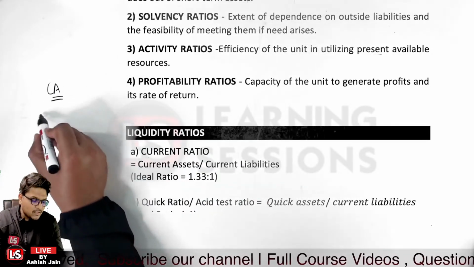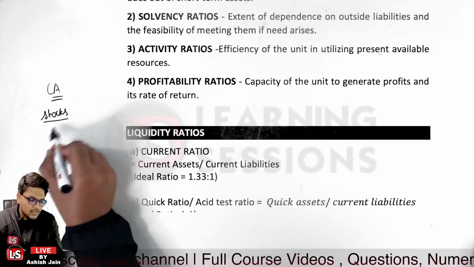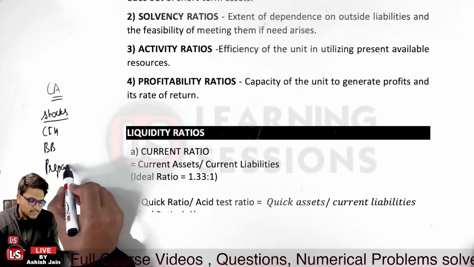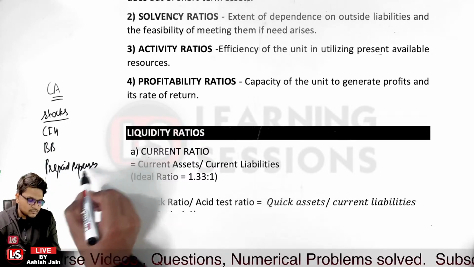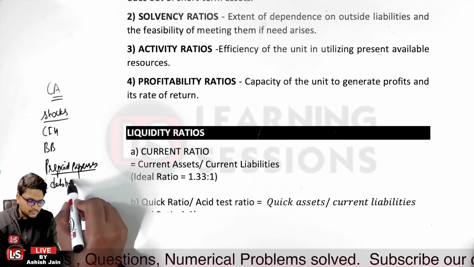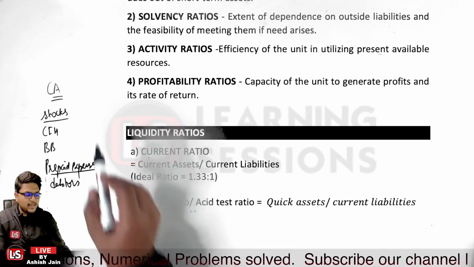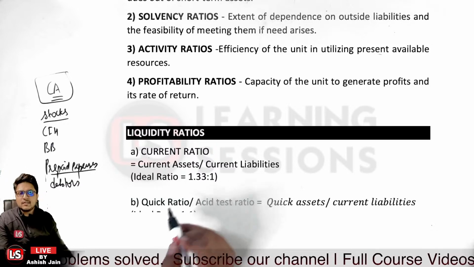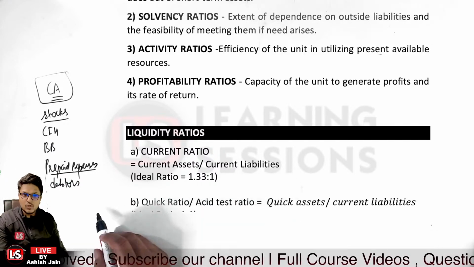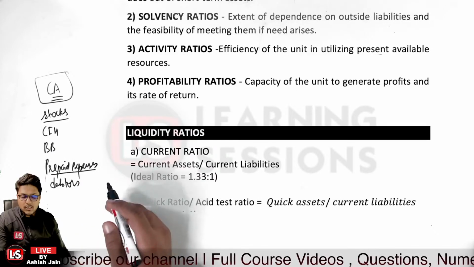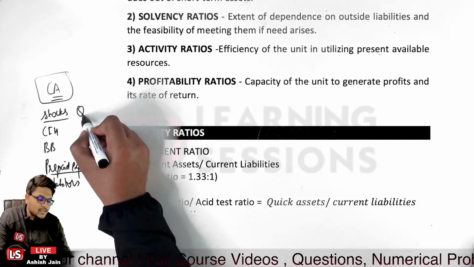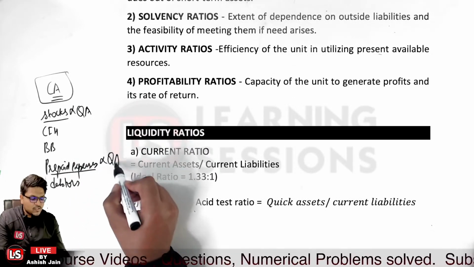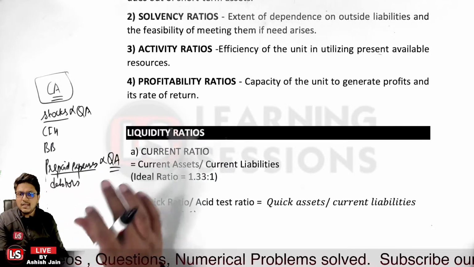So we have multiple current assets like stocks, cash in hand, bank balances, prepaid expenses, and debtors. Now these all represent current assets, but some of them will not be part of the quick assets. Out of these, stocks are not quick assets. Other than that, prepaid expenses are not quick assets. Why are these not quick assets? Because these cannot be readily converted into liquidity.